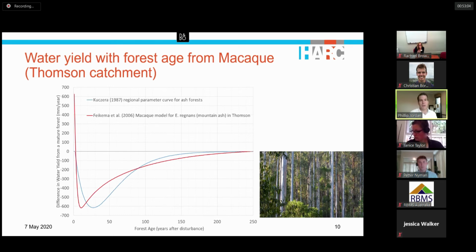Their result, which comes out of MCAC for the change in water yield over time, is shown by the red curve. So we can see there that it's quite similar to the Kazira curve. The MCAC model does show that there is a small period of a slight increase in water yield that persists for about 2 or 3 years after the bushfire. But then the same sort of peak reduction in yield of about 600 millimetres per year, and then a long and slow recovery back until the forest is about 150 to 250 years old.